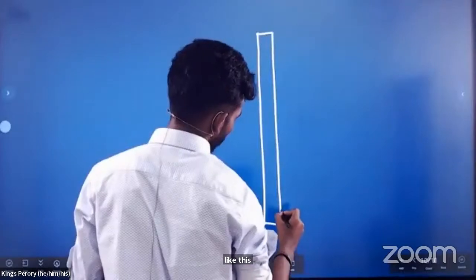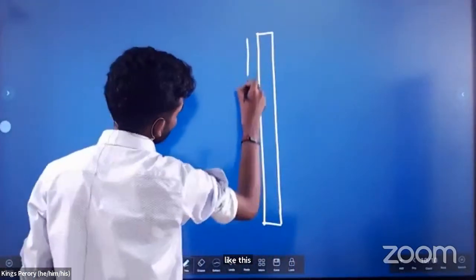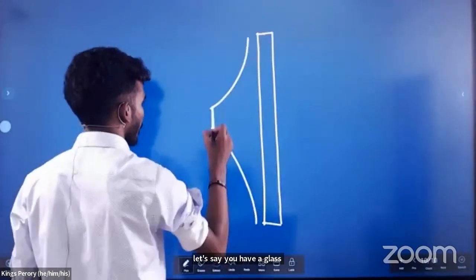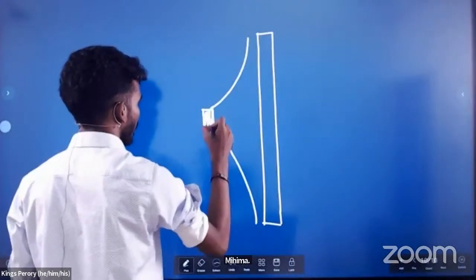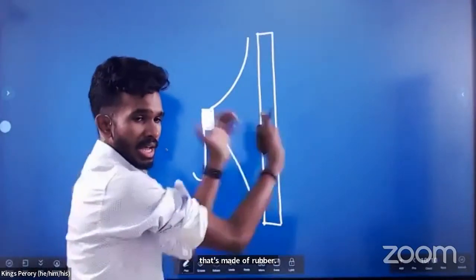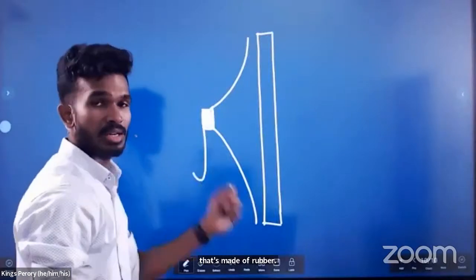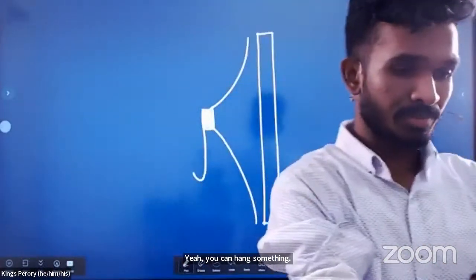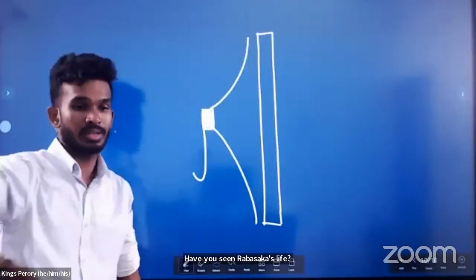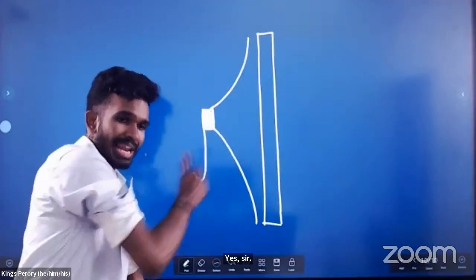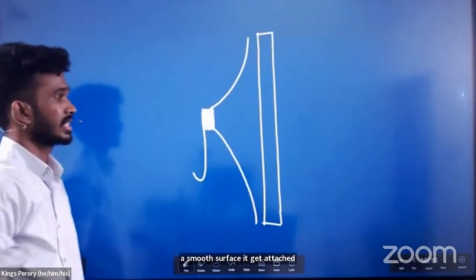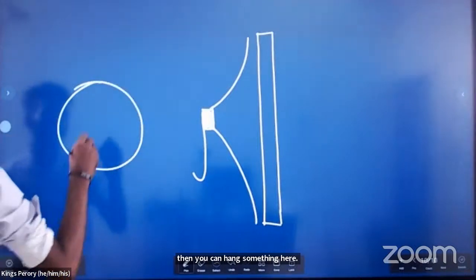Let's say you have a glass, and there is something made of rubber. When you press it to the glass, it gets attached. Here you can hang something. Have you seen rubber suckers like that? Yes, sir. How do you use it? You press it to a glass, a smooth surface. It gets attached. Then you can hang something here. Now this is the side view. The front view will be something like this.